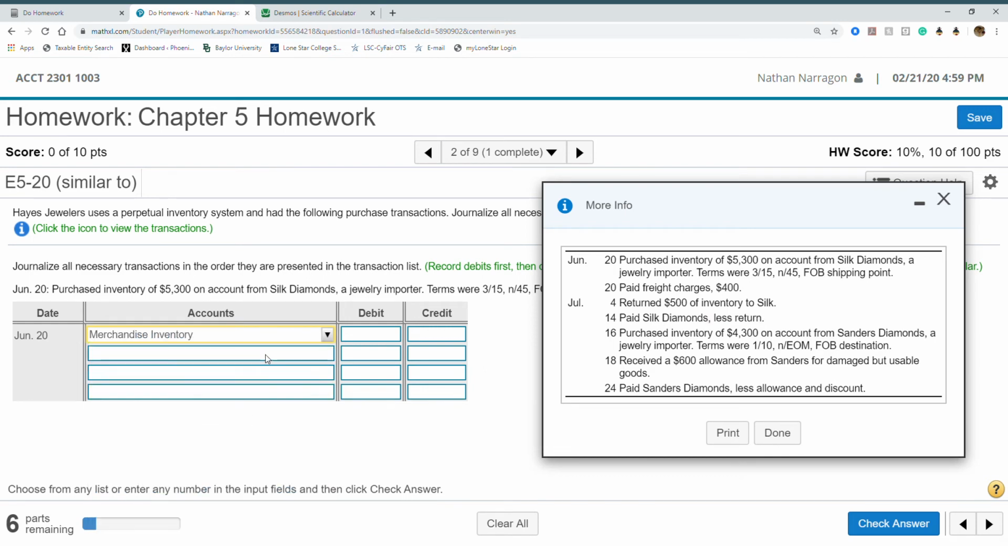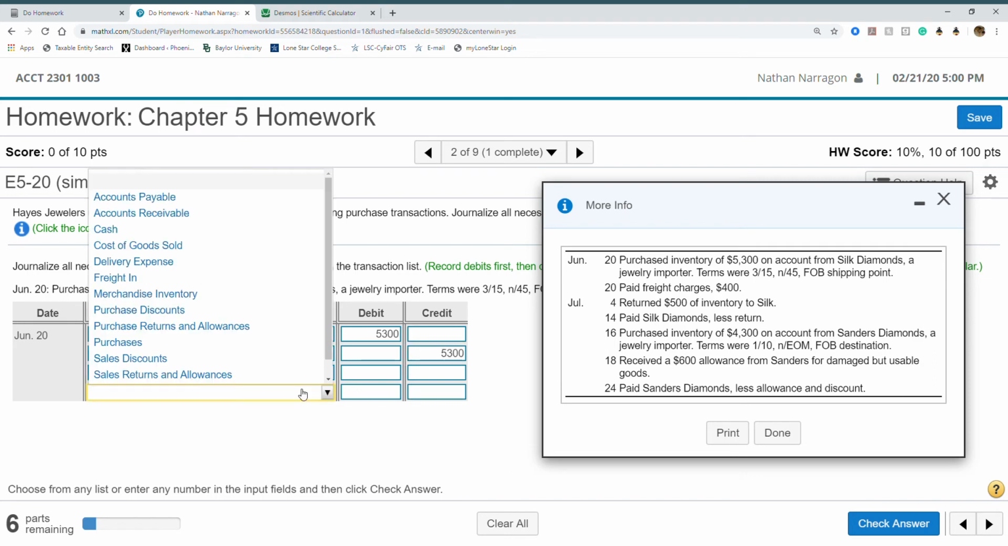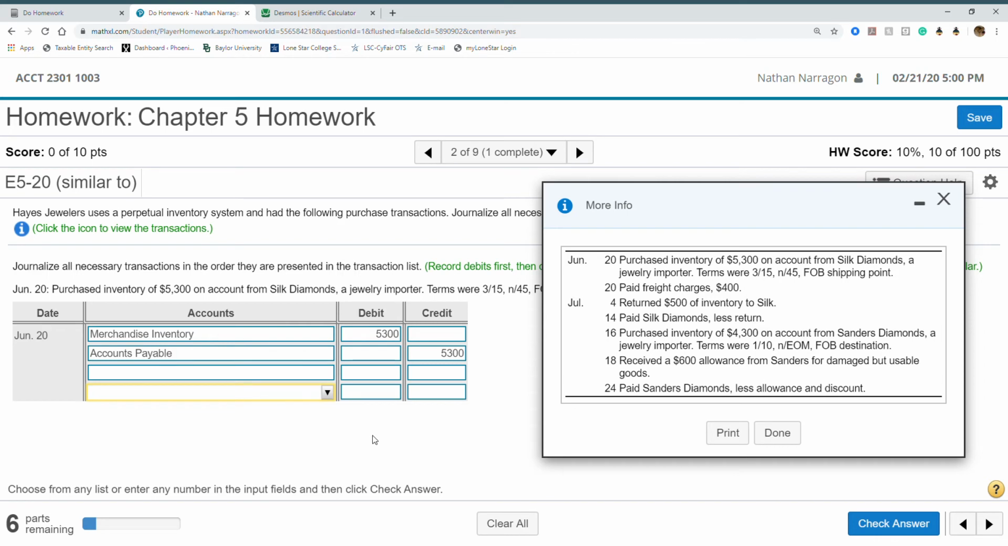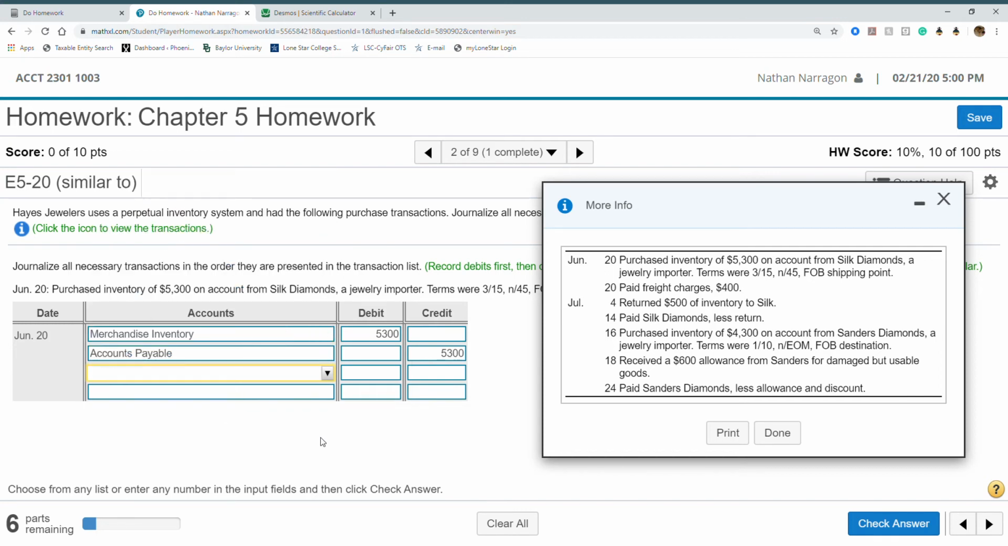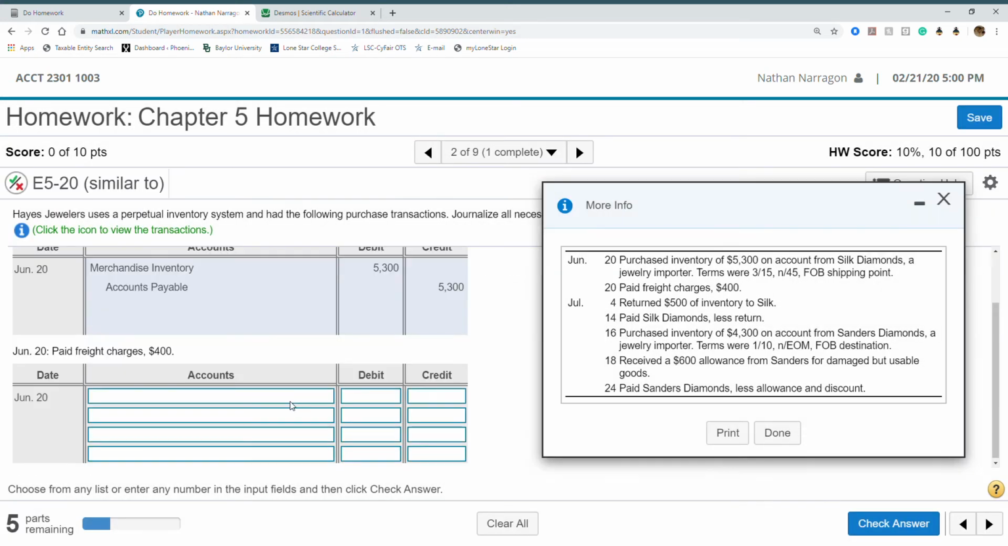So again, once again, merchandise inventory, accounts payable. And this one's not requiring our explanations, so it's going to make it a little bit easier as we go forward. The only question I would have is if they want the shipping already on this one. So we're going to see. Nope. There's our shipping. So I don't think we really need this.